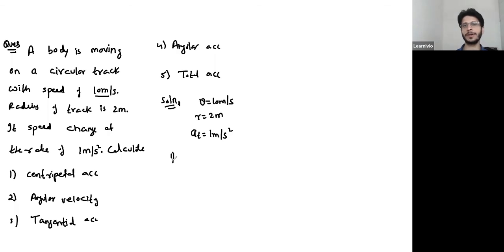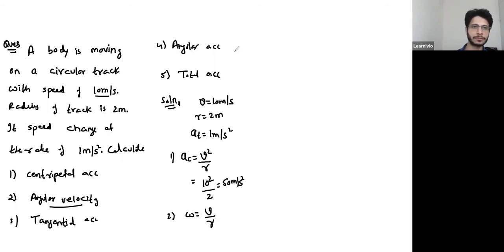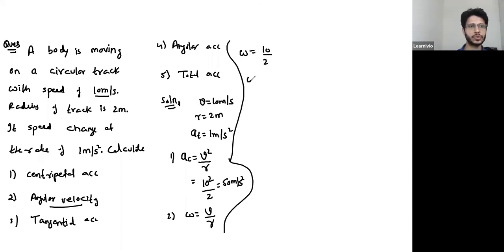Calculate the first part, centripetal acceleration. So centripetal acceleration is simply V square over R. Your V is 10, so it's 10 square over 2, that's 50 meter per second square. That is centripetal. Second one, angular velocity. The relation between angular velocity and linear velocity is omega is V by R. It's 10 by 2, so omega is 5 radian per second.